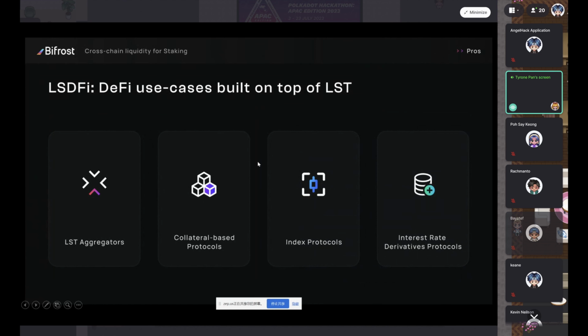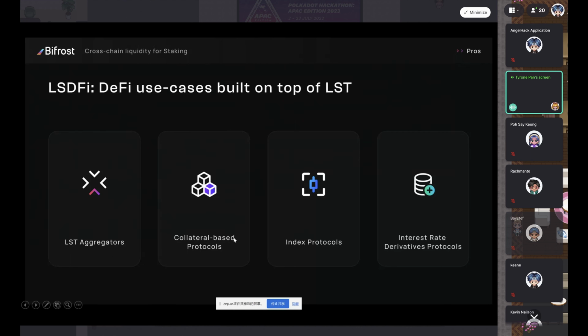Use cases are built on top of the liquid staking token. There are mostly some DeFi use cases. So, liquid staking token aggregators. You can make the front end or Dapps to aggregate different types of liquid staking, Lido, Rocket Pool, Bifrost, and some other liquid staking tokens into one.